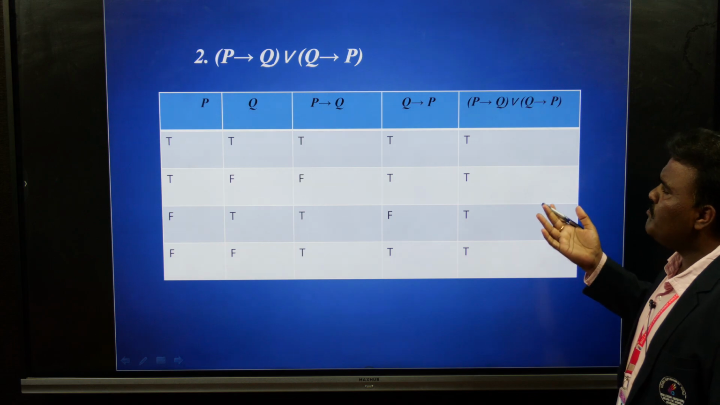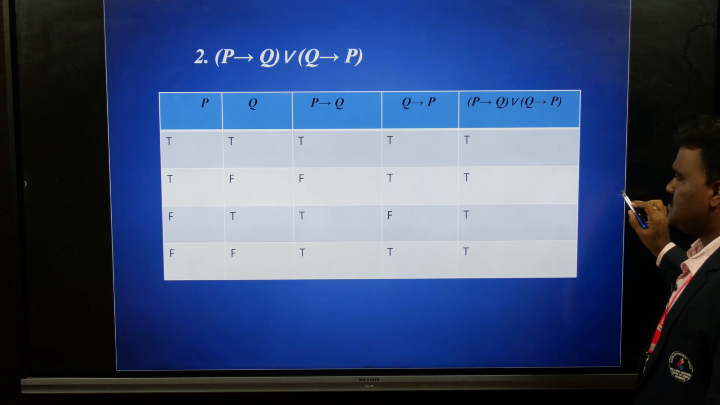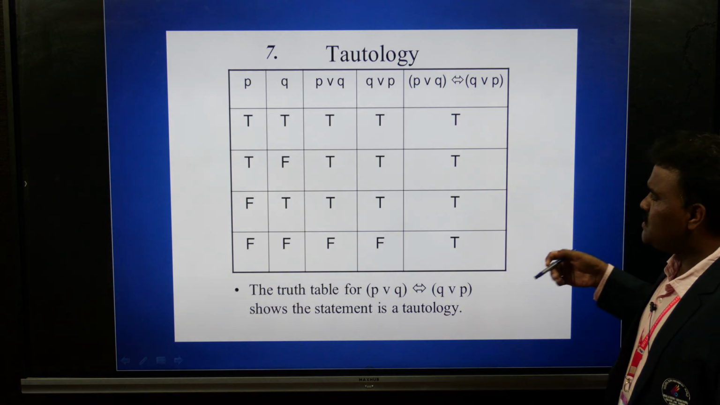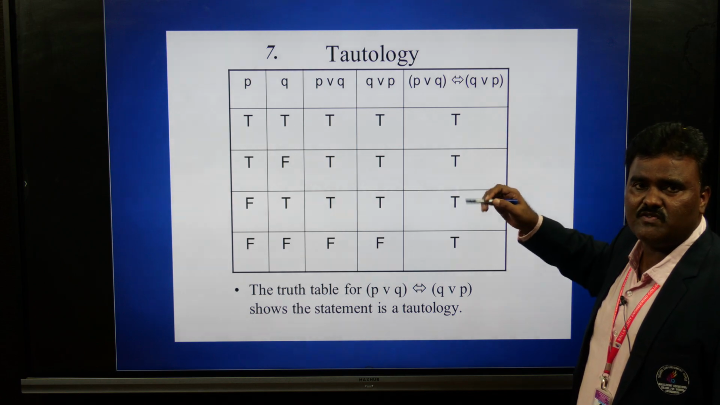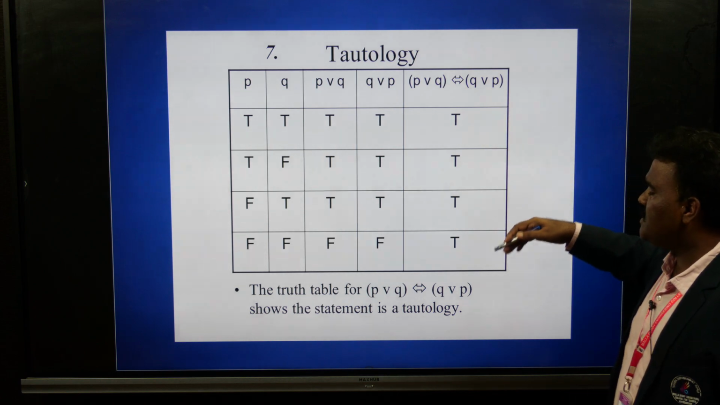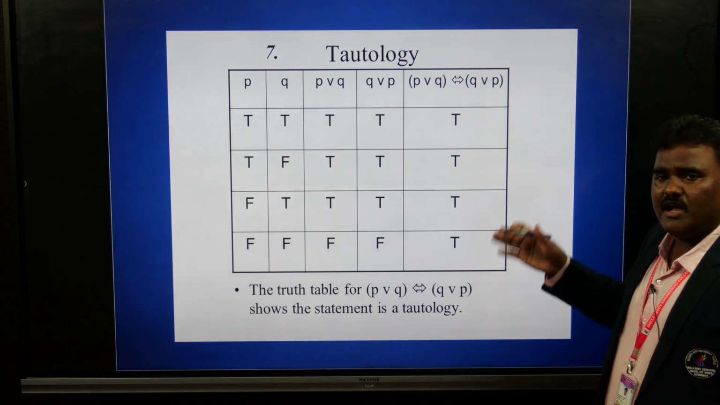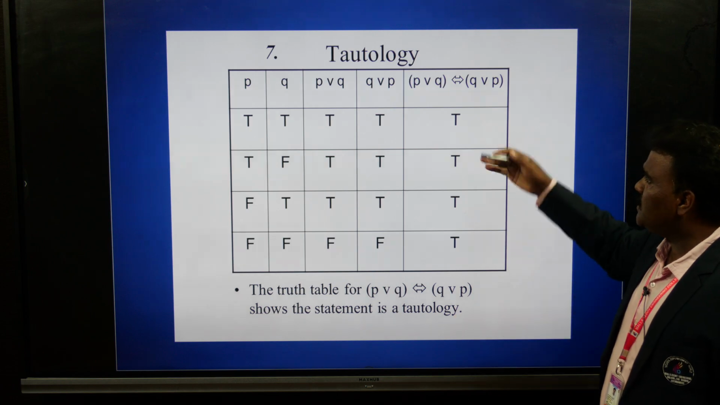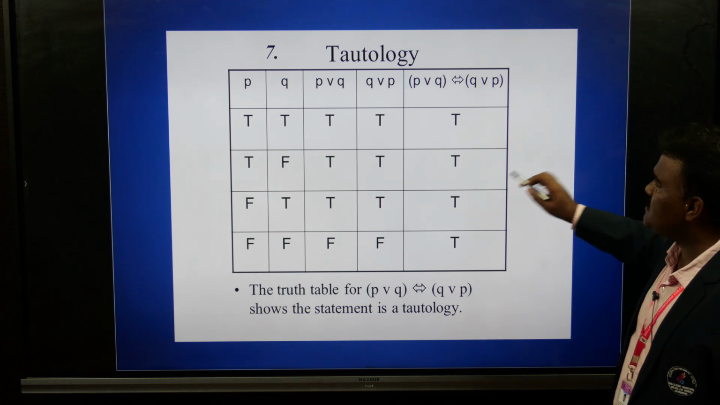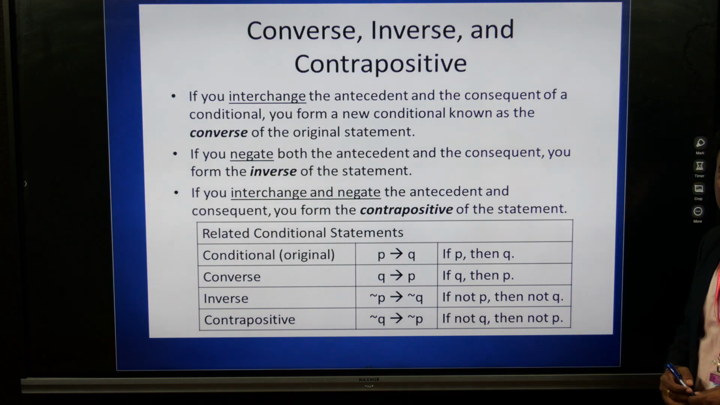Similarly, P implies Q OR Q implies P is another statement, with the same procedure. Next, tautology. Simply see the result; we will be having a tautology. What is a tautology? In the resultant column of a truth table, all values must be true. If all values are true, then that is a tautology. If all values are false, then that is a contradiction. In that way we have to represent tautology, contradiction and contingency.